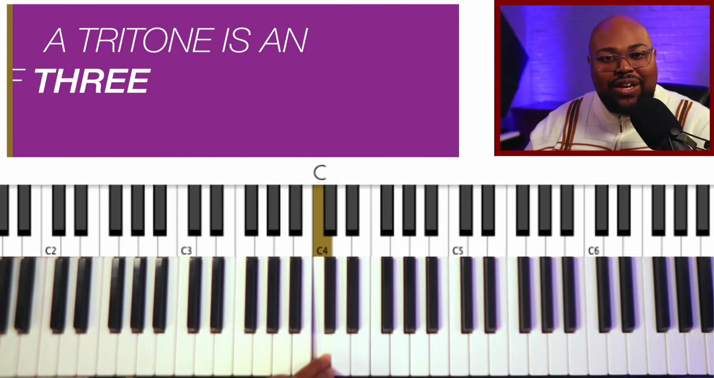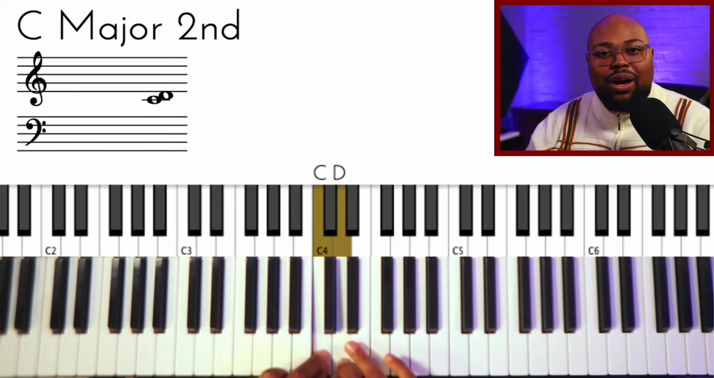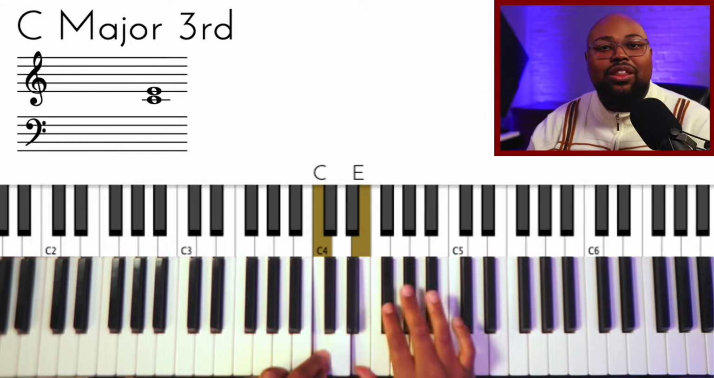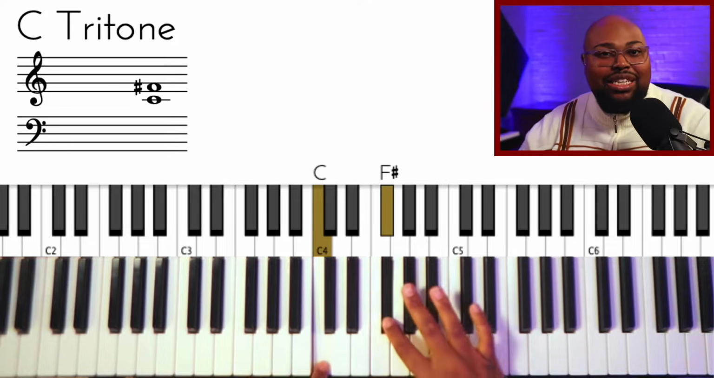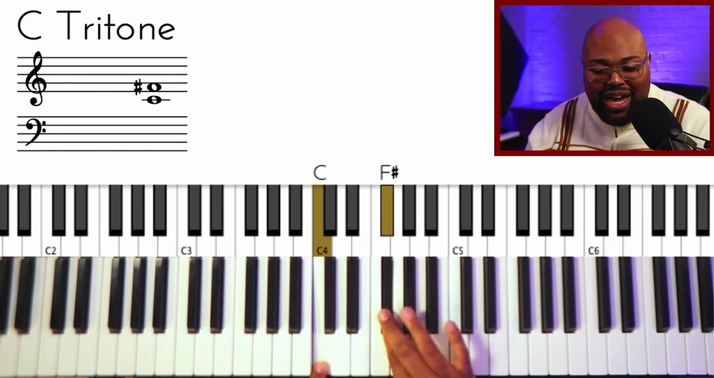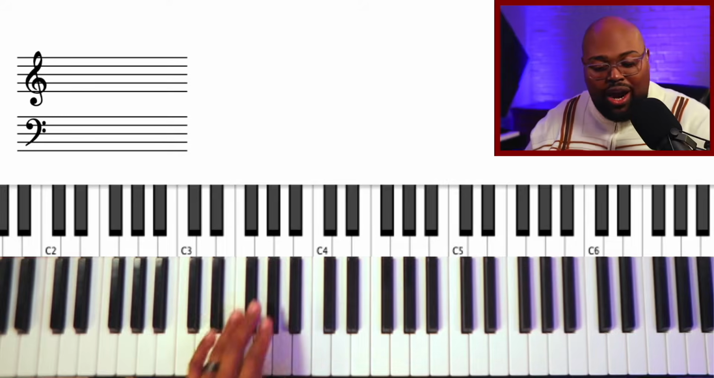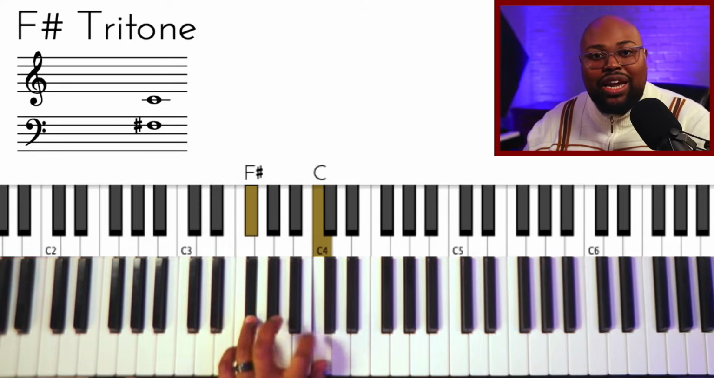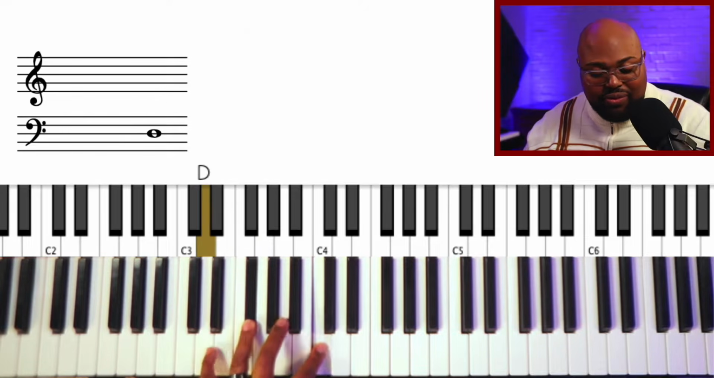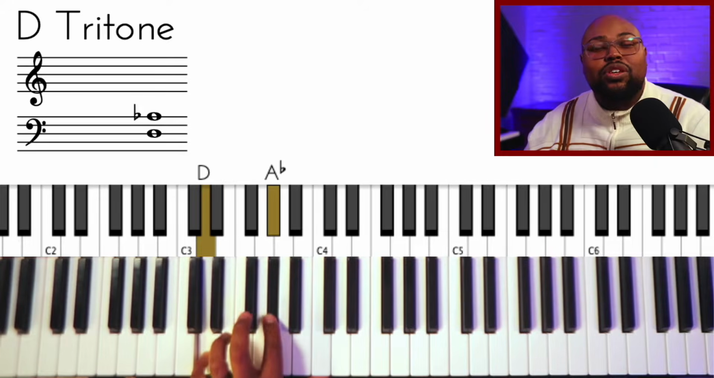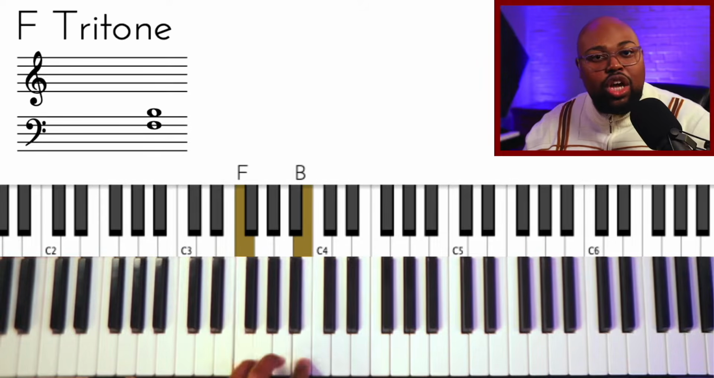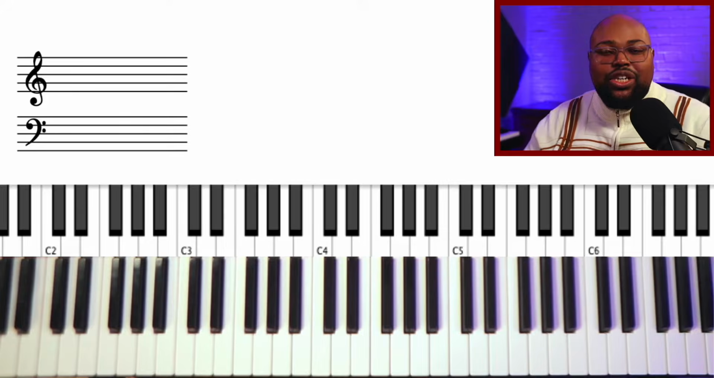So let's say I'm on this C. If I go one whole step, I'll be a D. Another whole step is E. Another whole step will be F sharp. This forms a C tritone. So that's where we get our three from. It's three whole steps. And you can start anywhere, go three whole steps, 1, 2, 3, and have a tritone. Tritone, okay? That's what a tritone is.